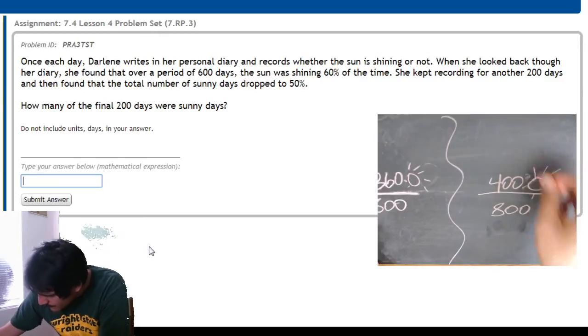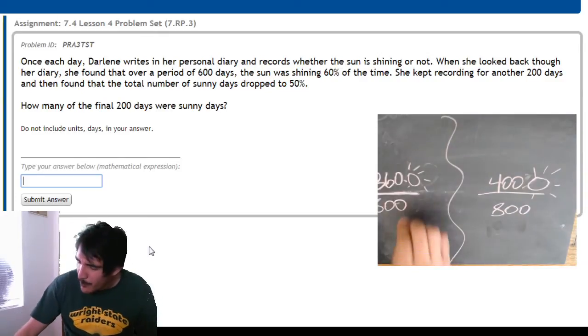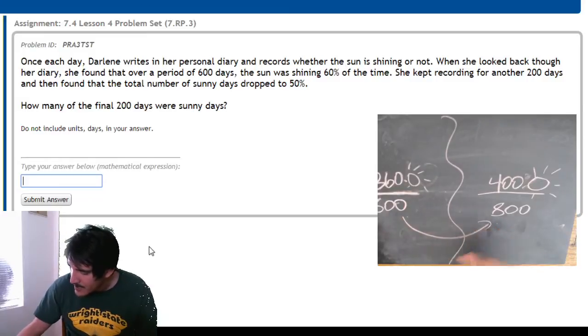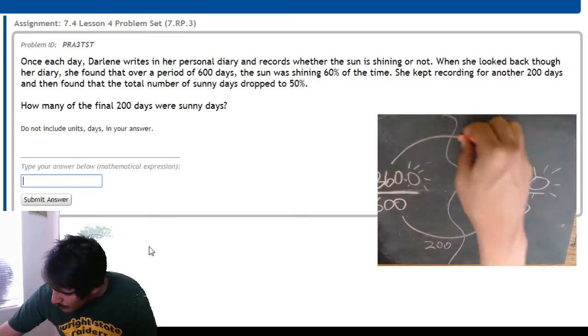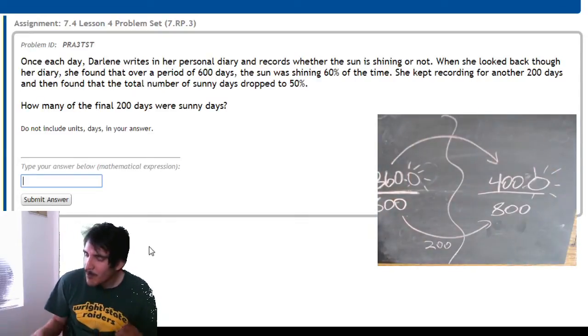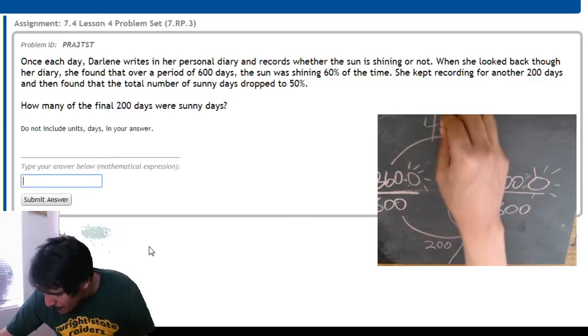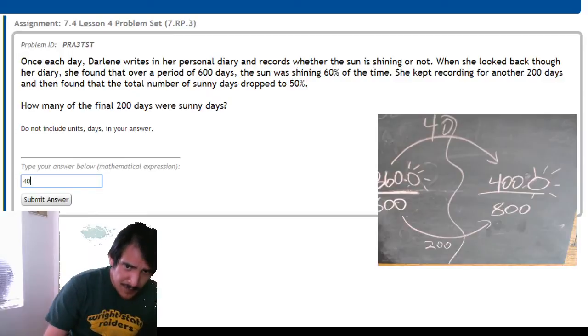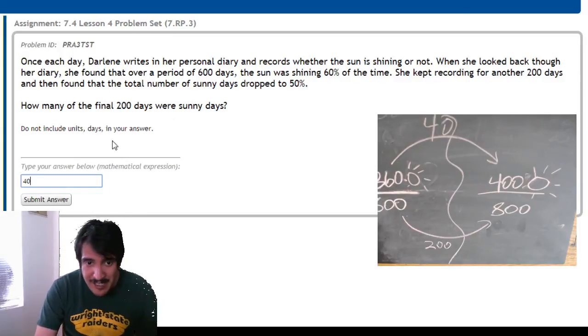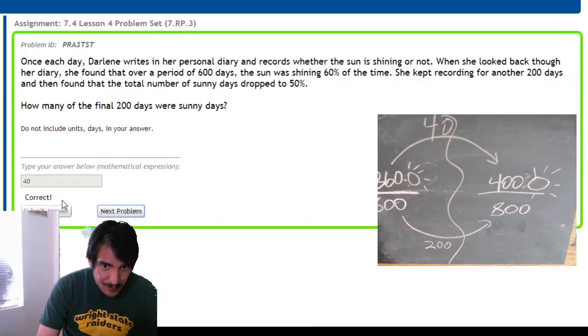Yes. So my question is, from here to here, 200 days passed, right? From the numerators that we got correct, how many more sunny days were those? From 360 to 400, that is 40 sunny days to make 400. So of the final 200 days, 40 of them were sunny.